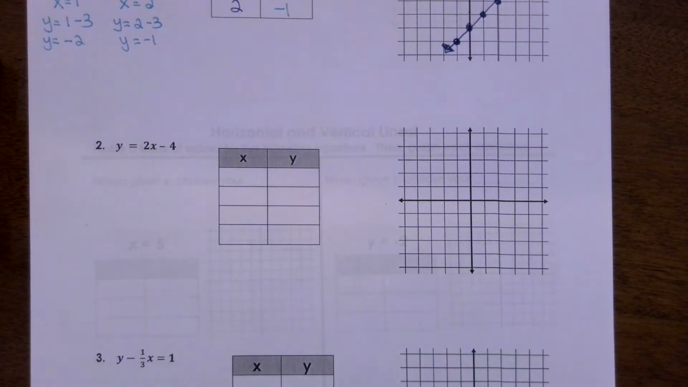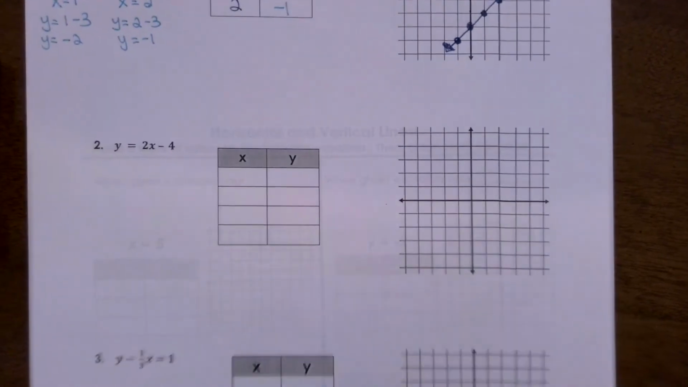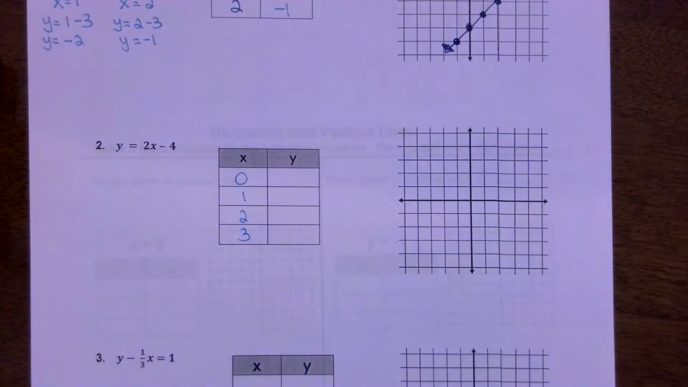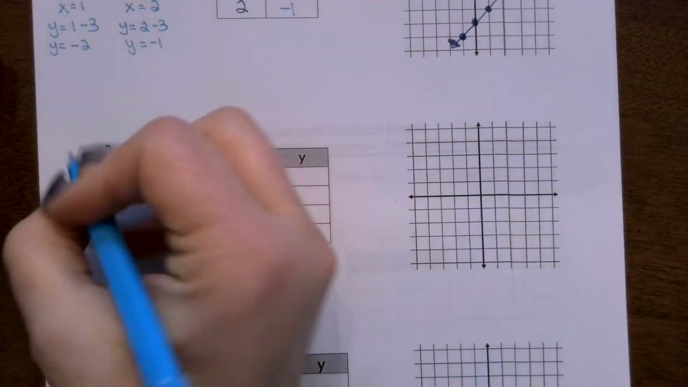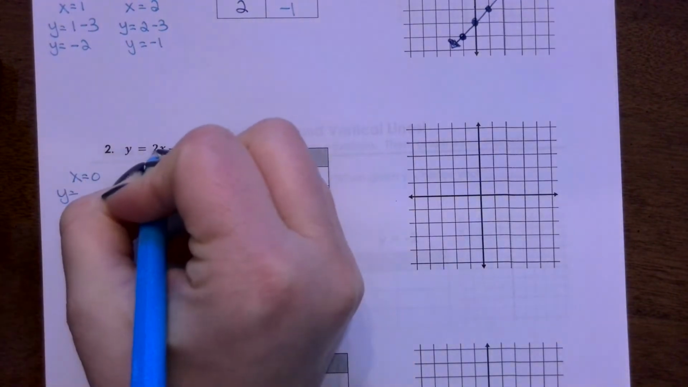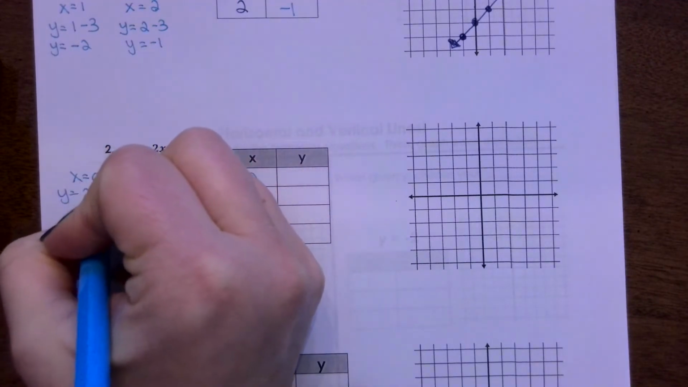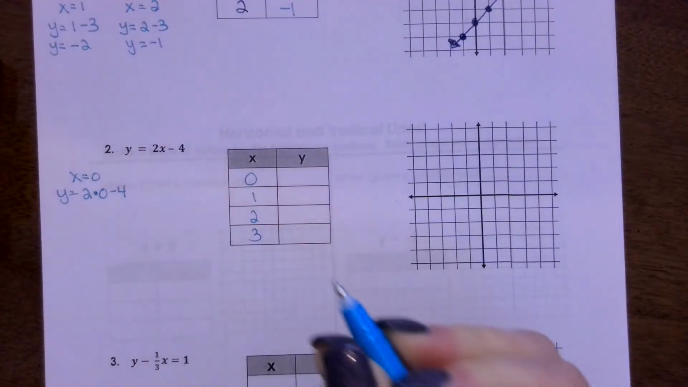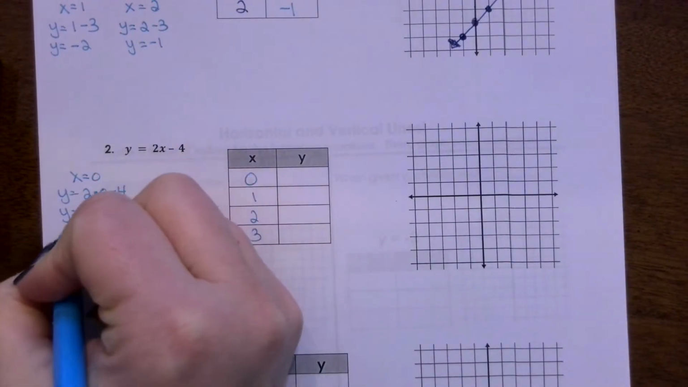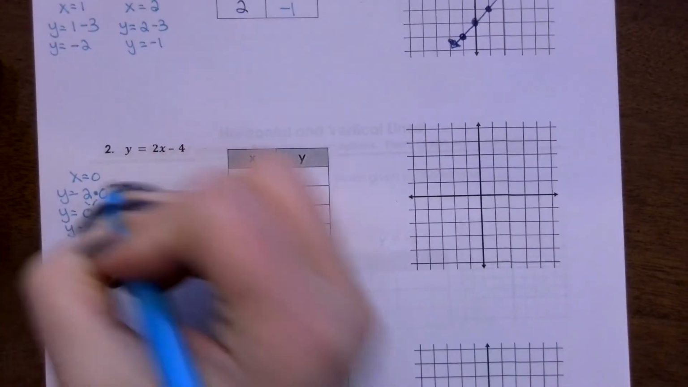I do need to get some values of x and y. So I'm going to just choose, I think I'm going to stay positive this time. 0, 1, actually only to 3. 0, 1, 2, 3. So let's get those solved. I have x equals 0. I'm going to substitute that in. So this is 2 times x. 2 times 0 minus 4. Order of operations now, or put that in a calculator. I get 0 minus 4, and y equals -4, because we always multiply first.